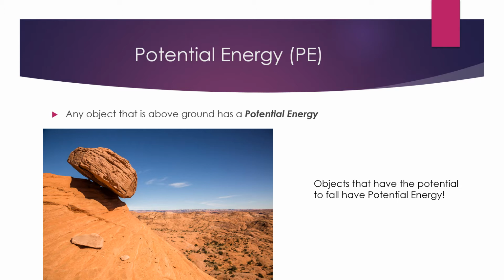If an object has potential to fall, you don't need to be moving to have potential energy. If you're sitting at a desk and you have your pen on the desk in front of you, your pen is not moving, but if you knocked it off your desk, it would then fall. It had potential to fall. That was its potential energy.